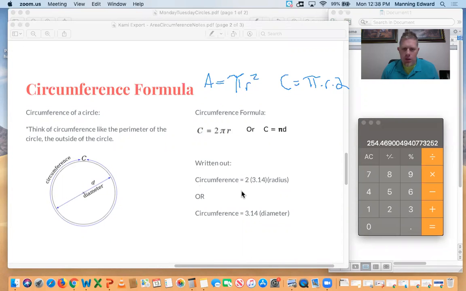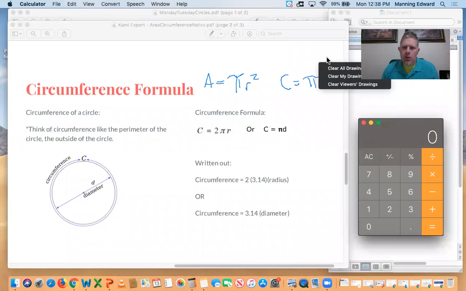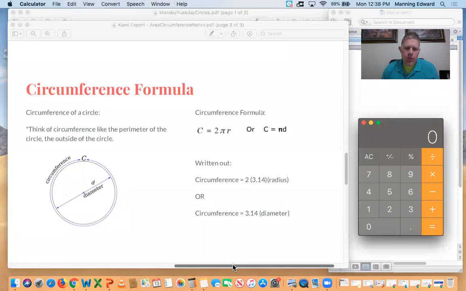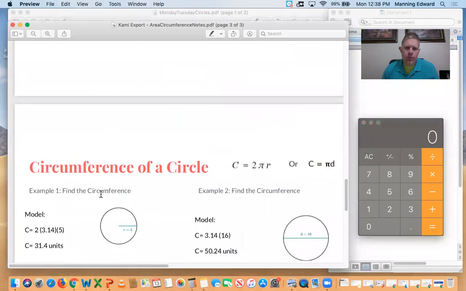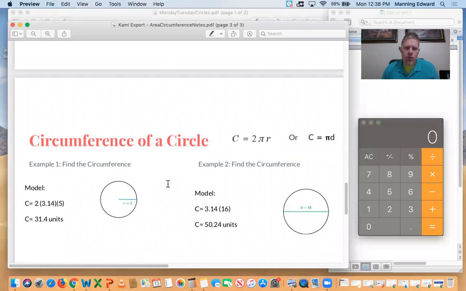All right, this is just written out. So they wrote it out. 3.14 is pi times the radius. We don't know what it is because we don't have a problem in that one yet. And then 3.14 times the diameter. All right, let's clear that. I'm going to scroll down. All right, we're going to look at circumference of a circle. Yeah, there's an answer there, but hey, I can still show you how it's done.